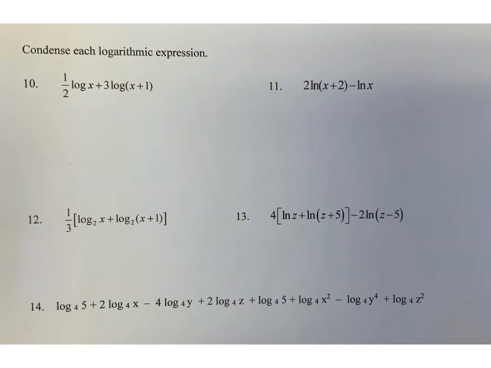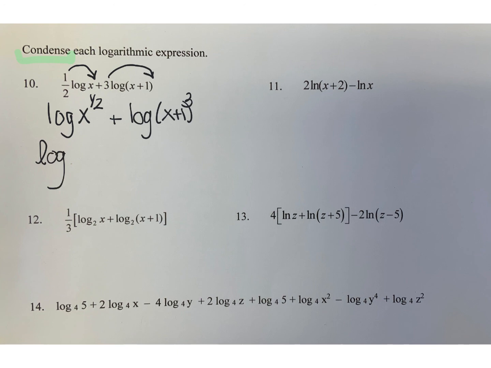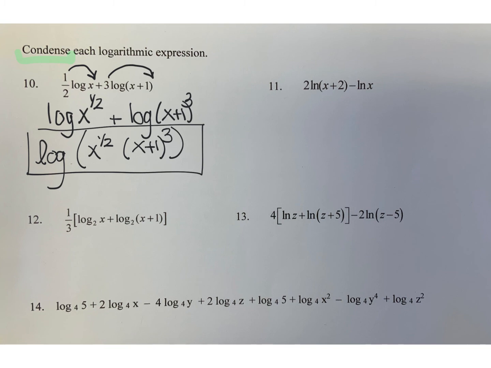Okay, now we're going to go in the other direction. We have lots of logarithms, and we are going to squish them down and condense them down to one single logarithm. So first things first, pop your powers back up. Log x to the 1/2 plus log x plus 1 to the 3rd. These are adding, so we're going to multiply. So we're going to have log x to the 1/2 parentheses x plus 1 to the 3rd. And there's your final answer.